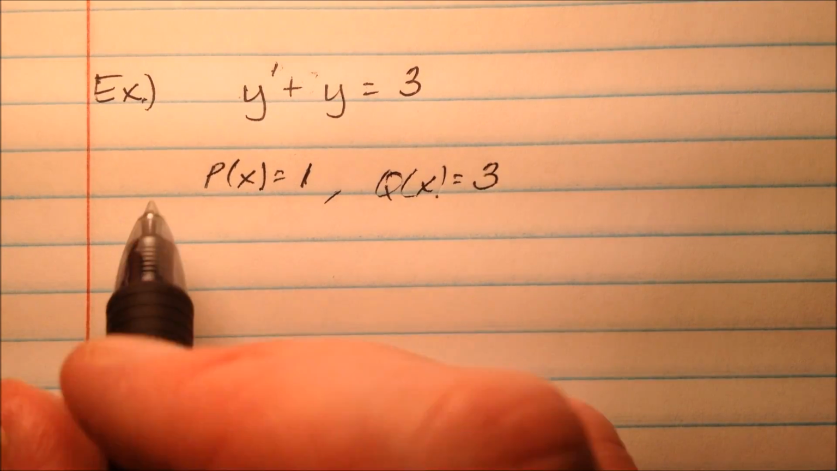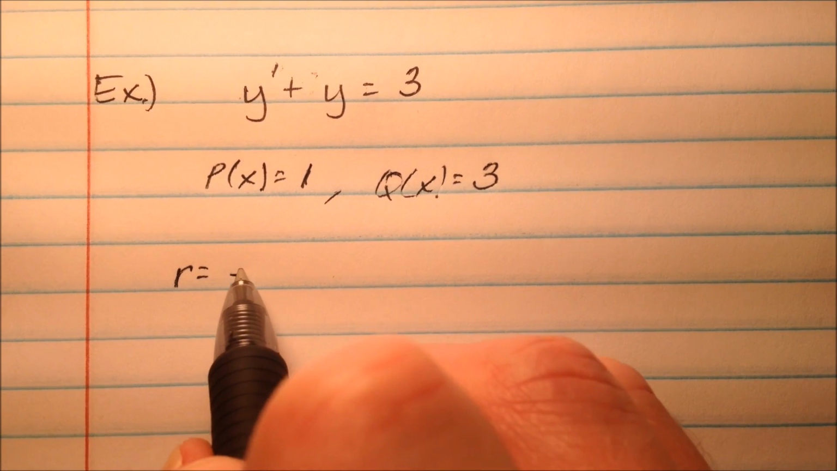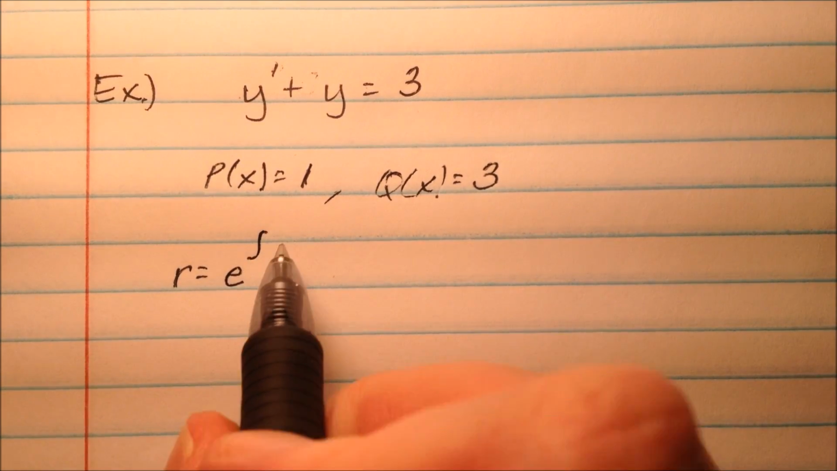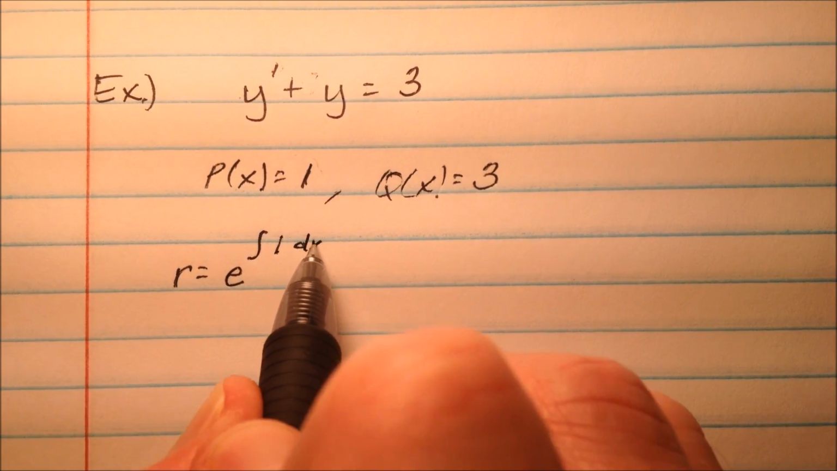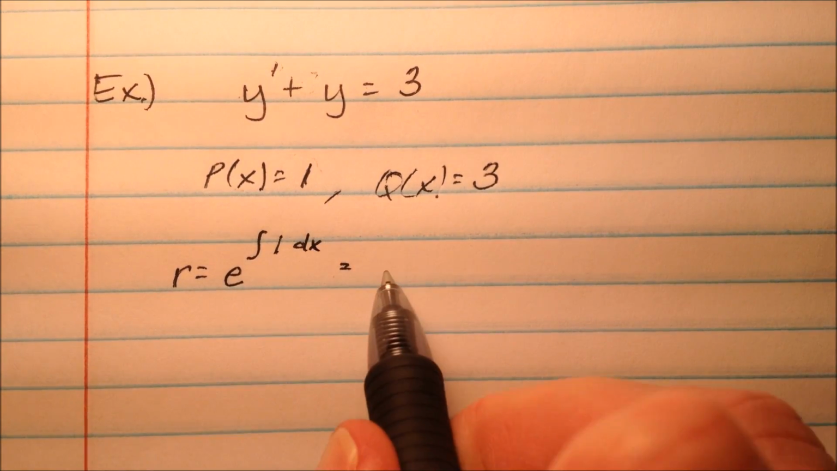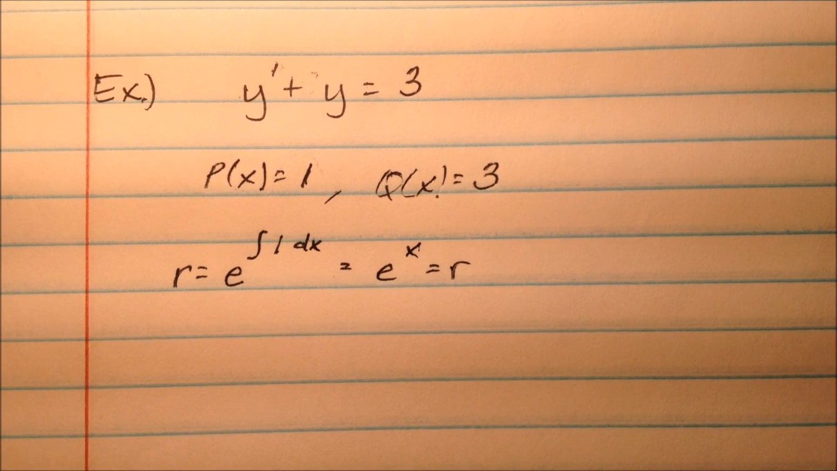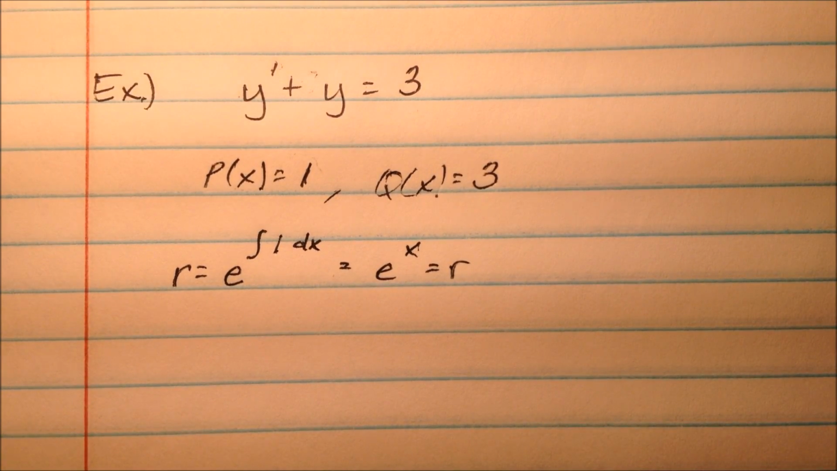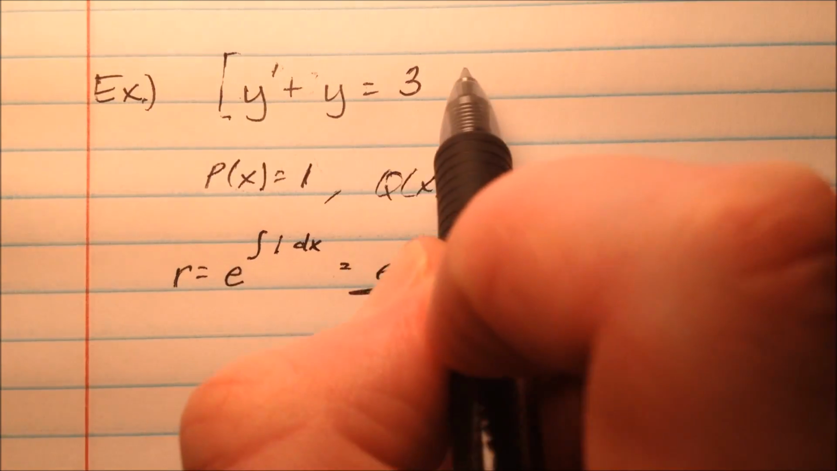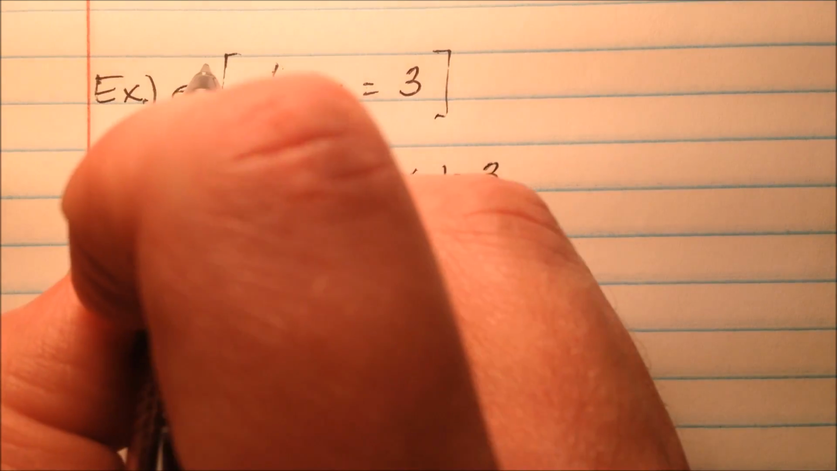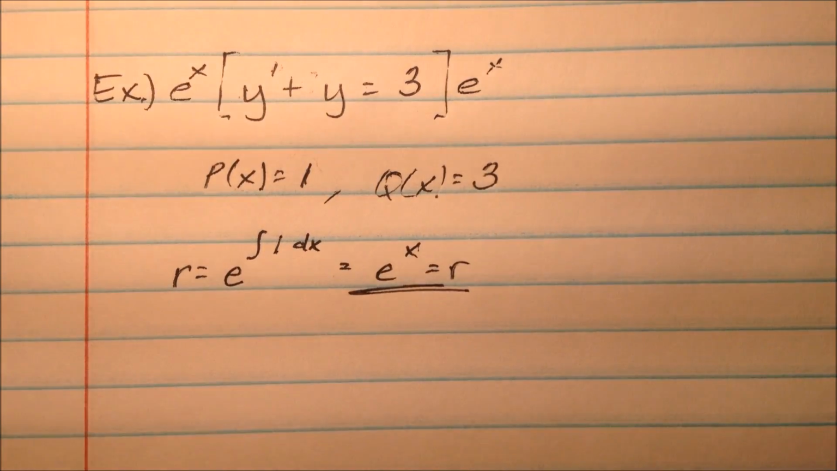Okay, so we also have our integrating factor. We have r equals e to the power of the integral of p of x. So our p of x is just 1 dx. So that ends up being just e to the x, our integrating factor. Well, how do we use this integrating factor of e to the x? Well, we're going to multiply both sides of our differential equation by e to the x. And you'll see something really nice when we do this.